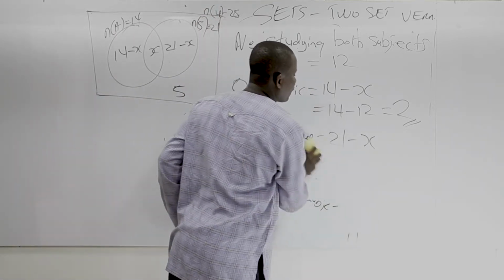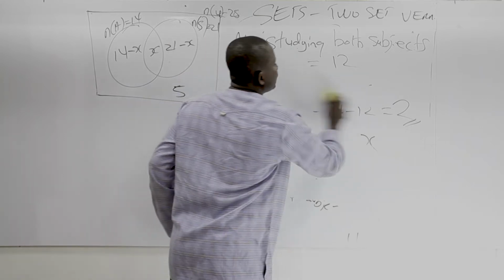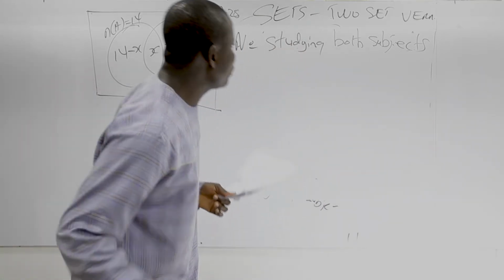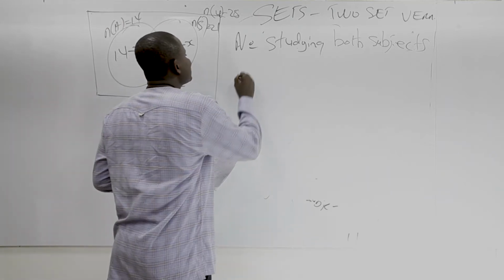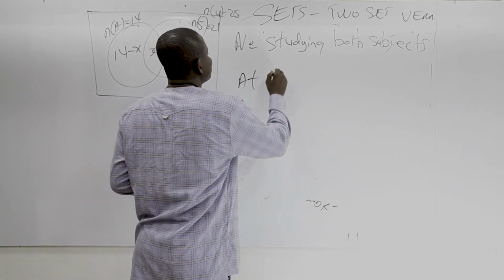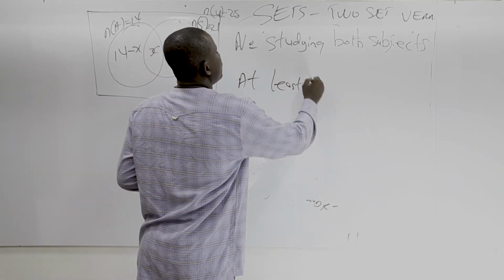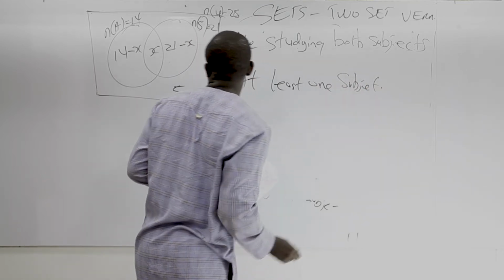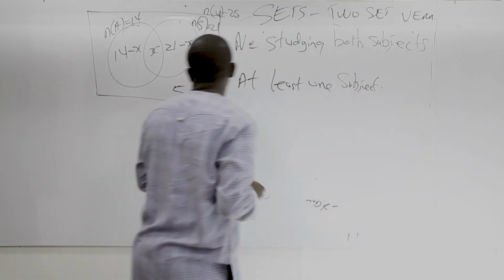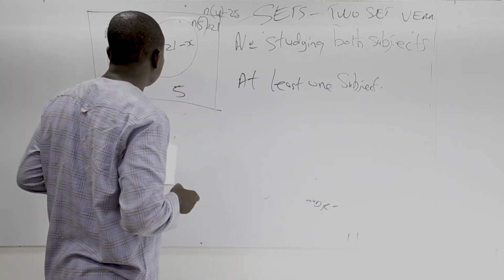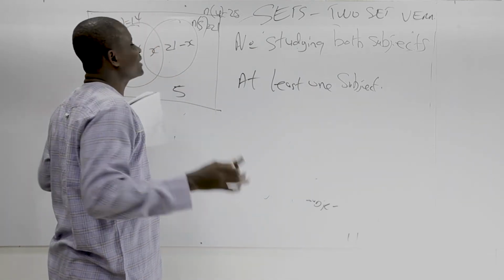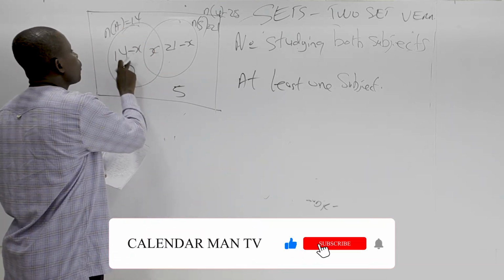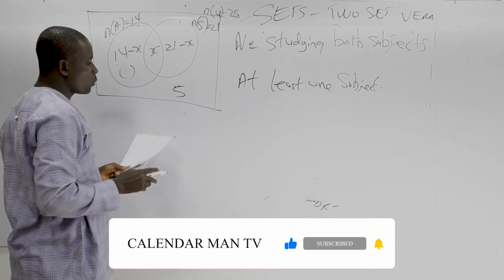You are watching the Calendar Man television, and the topic is Venn diagram. We are talking about a 2-set Venn diagram. Now, then we say at least one subject. At least one subject to be what? The least is one subject, so it will be one subject or more. Remember that over here, when we subtracted, what did we get here? What figure did we get?